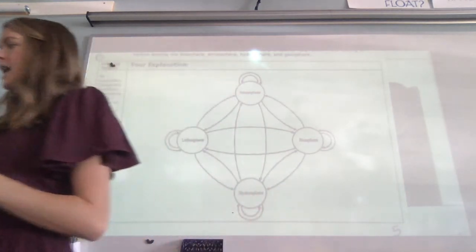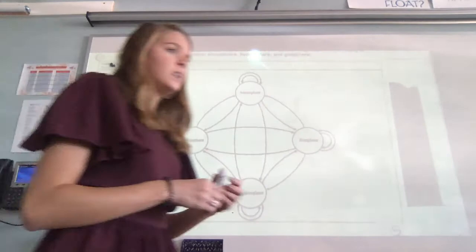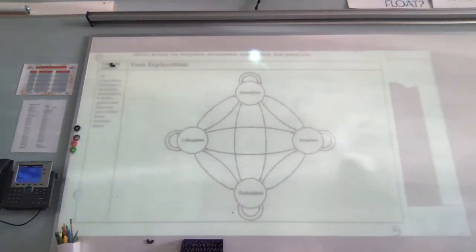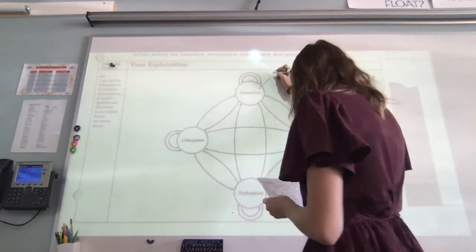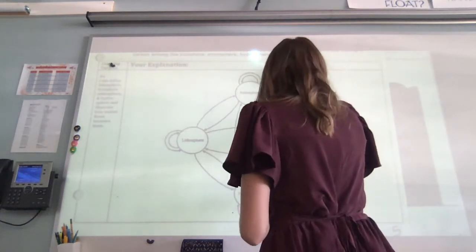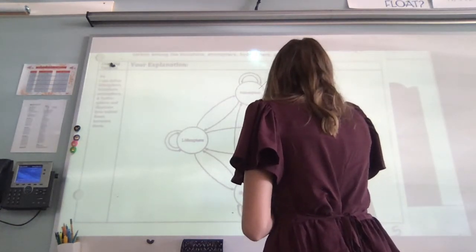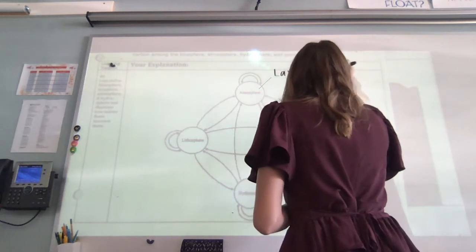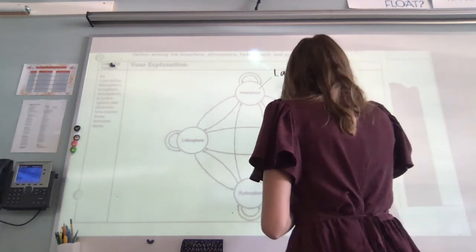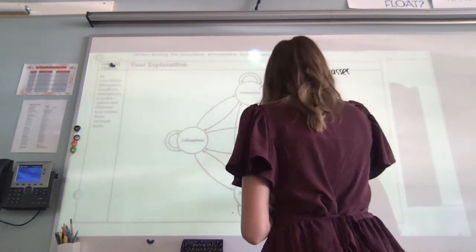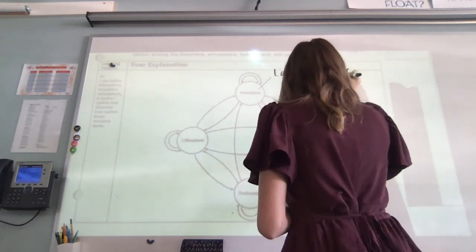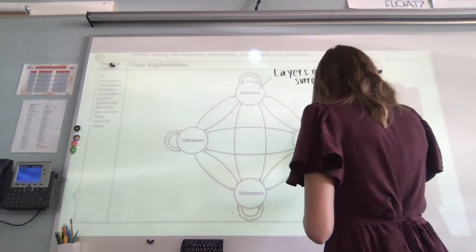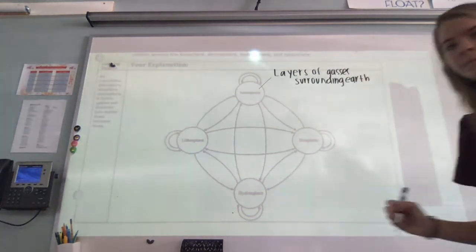So looking at these notes here, we know what an atmosphere is. Atmosphere is just the layers of gases surrounding the Earth.